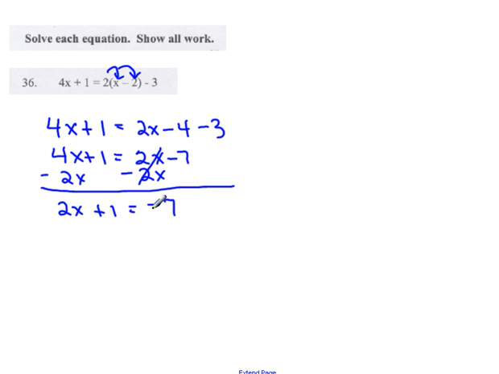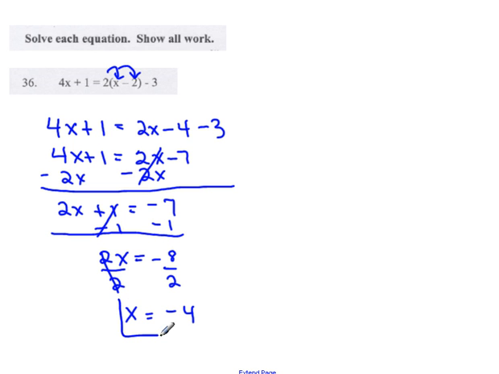Numbers to the right, so I want to get rid of the 1, so I'm going to subtract 1 from both sides. That gives you 2x equals negative 8. And last step, divide by 2, so x equals negative 4. And that's the final answer.